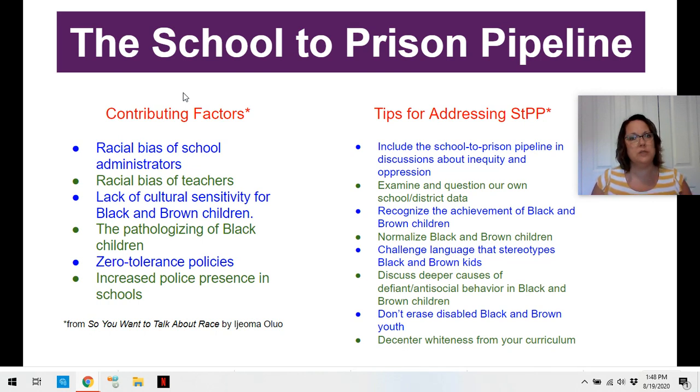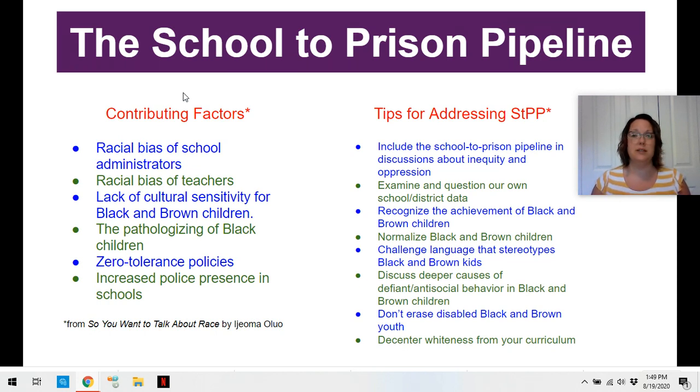So we want to make sure that we're using that data to inform and to see what we've been doing, but not to pigeonhole anyone. We want to recognize and celebrate the achievements of our Black and brown children. We want to normalize being Black and brown. We want to fight against that idea that white is the default. We want to challenge any language or stereotypes about Black and brown kids. We want to discuss the deeper causes of defiant antisocial behavior in our Black and brown kids, which I believe will be available in the Wolfpack things as well.